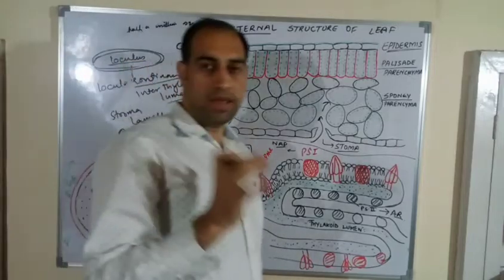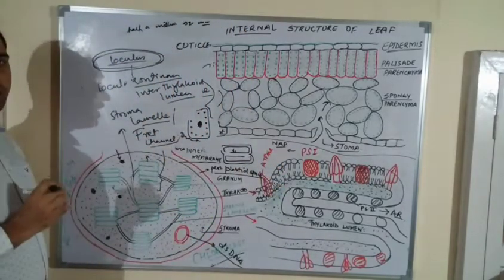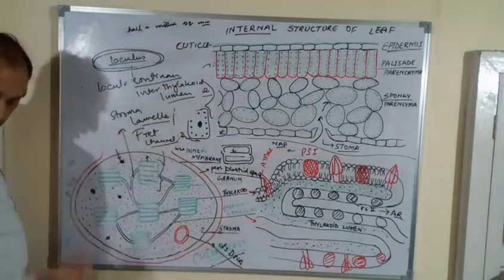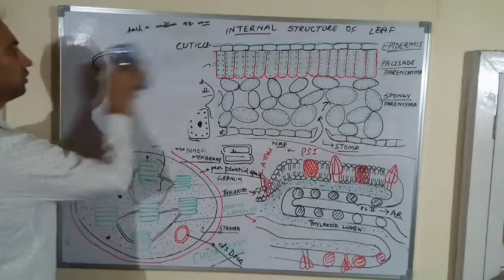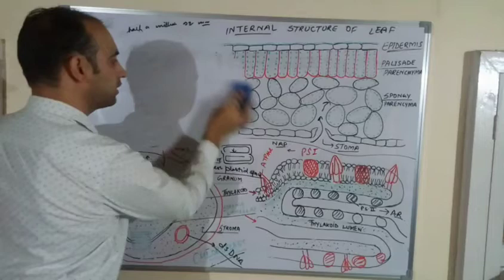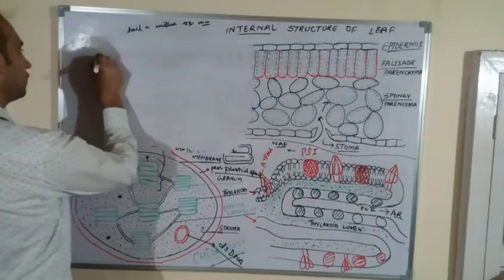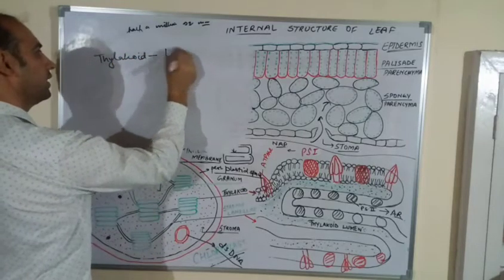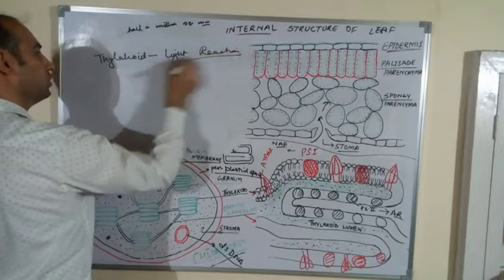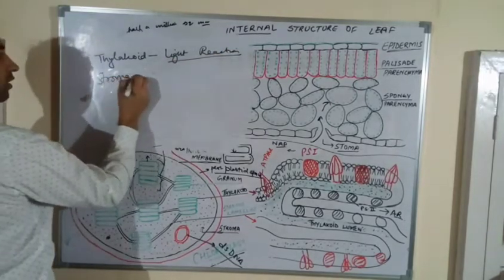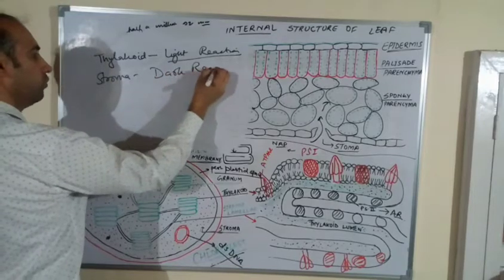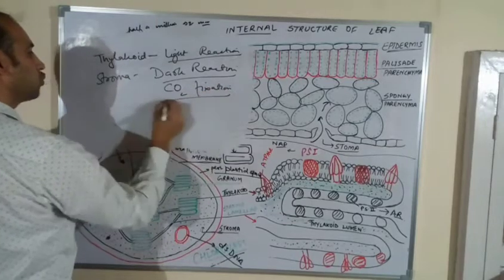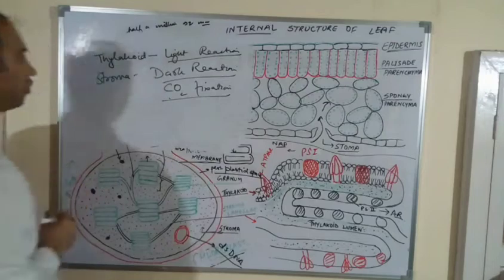All the photosynthetic pigments are present on the thylakoid membrane. The thylakoid membranes are responsible for the light reaction of photosynthesis, whereas the stroma is responsible for the dark reaction, or you can say that carbon dioxide fixation takes place in the stroma region of this chloroplast.